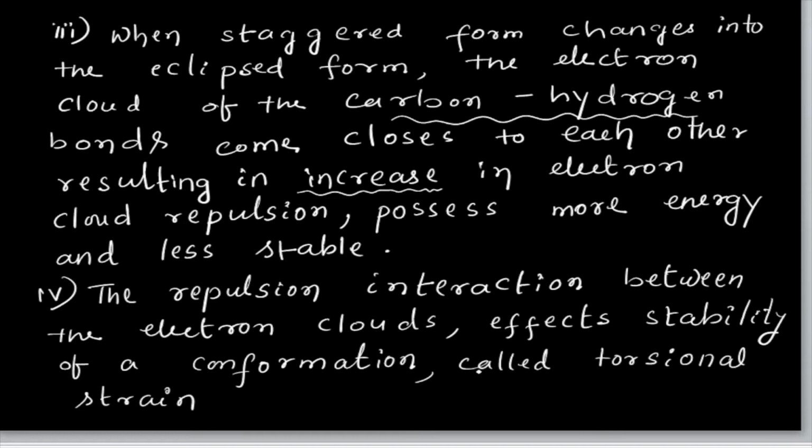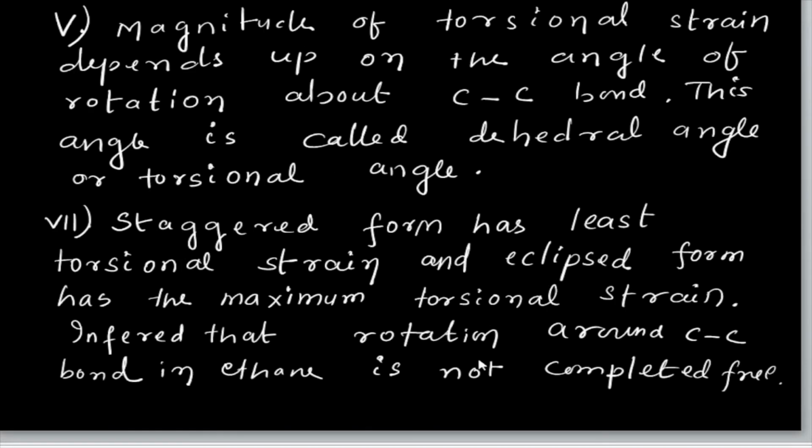So torsional strain means the electron repulsive force, or as I have told before, the electron pair or electron cloud repulsion. I have explained why: when they come close to each other, there is more repulsion, and when they go far away, there is less repulsive force. Now, the magnitude of torsional strain. Magnitude means the value of torsional strain, which depends upon the angle of rotation. The angle of rotation about the C-C bond is the main factor.